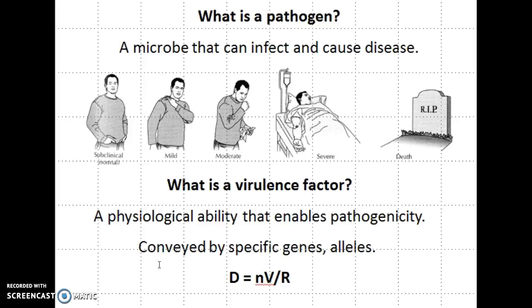So all pathogens have to have phenotypic characteristics that allow them to infect and cause disease, and we call those characteristics virulence factors. So a virulence factor is a physiological ability that enables pathogenicity, and each virulence factor has to be conveyed by specific genes, or perhaps more accurately, particular alleles for certain disease. So in that equation down there, D stands for disease, N stands for the number of microbes, V stands for virulence factors, and the denominator R stands for resistance. The amount of disease that you get, or D, is going to be a function of the virulence factors that the microbe infecting you is associated with.